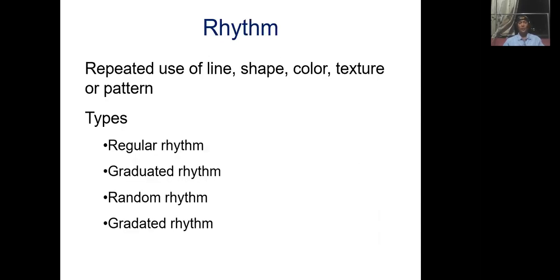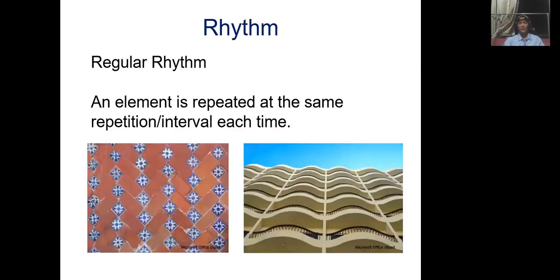Okay, when you talk about rhythm, it refers to the repeated use of line, shape, color, texture, or pattern. So we have different types: regular, graduated, random, and gradated. Let's check all of them.